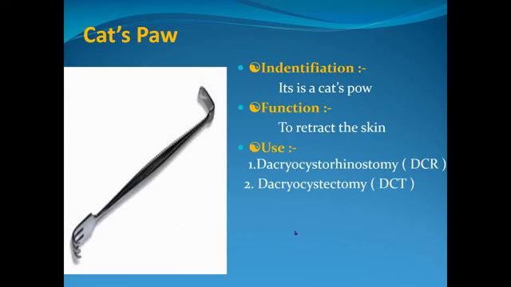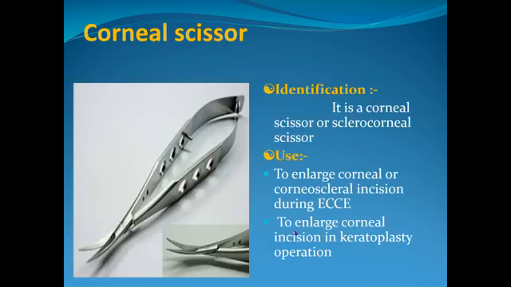And the cat's paw. It is another instrument used in DCR operation and dacryocystectomy operation. It helps to retract the skin. And this is the corneal scissors, or sclerocorneal scissors, used to enlarge the corneal or corneoscleral incision during extracapsular cataract extraction or to enlarge the corneal incision in keratoplasty. Main thing, it helps to enlarge the incision during cataract surgery or even in keratoplasty surgery.